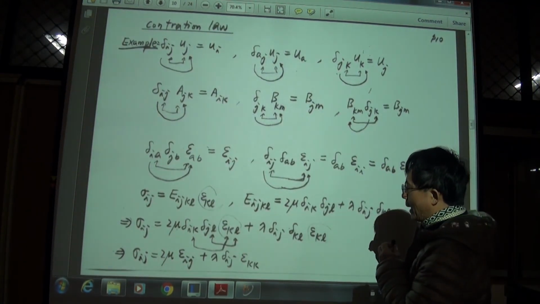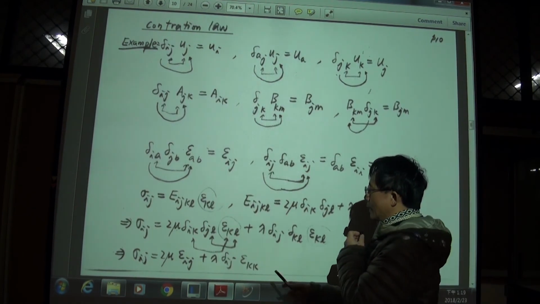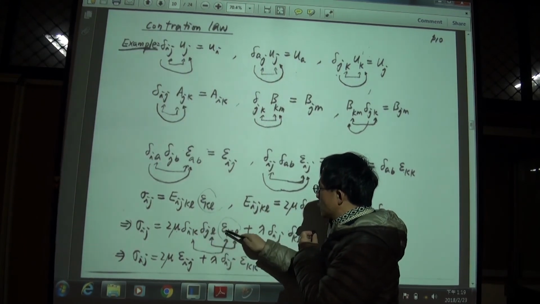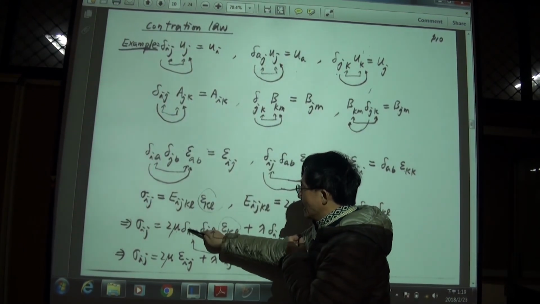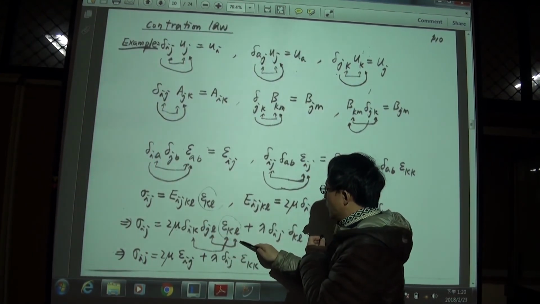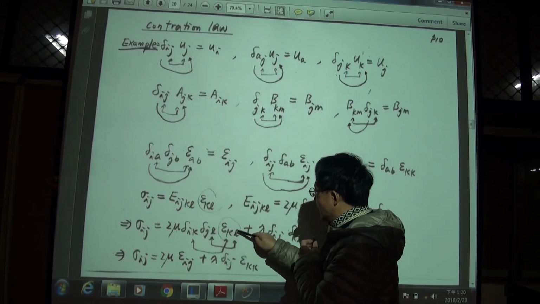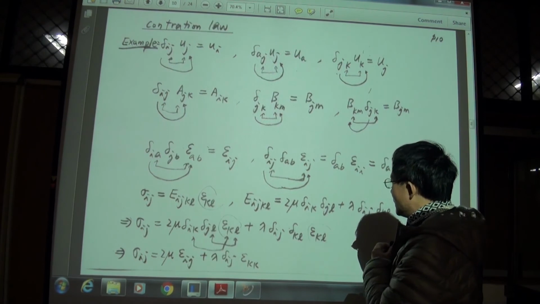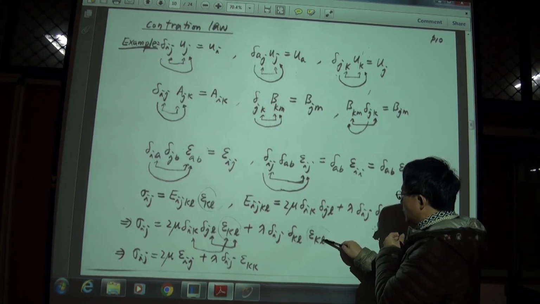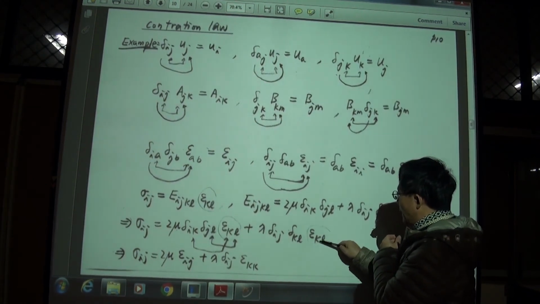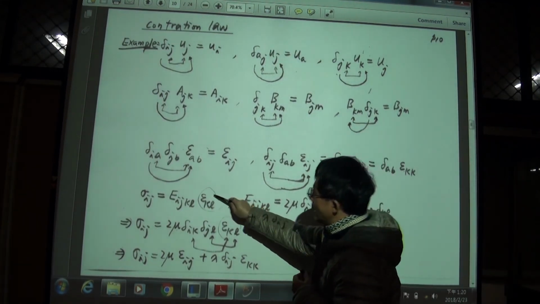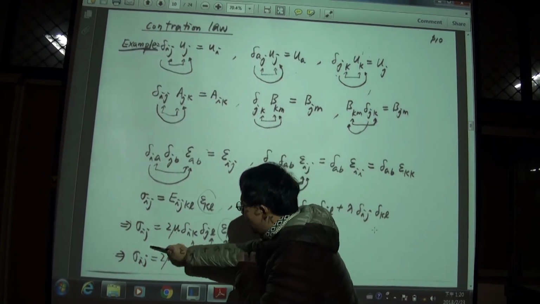Now let us apply the contraction law. Index k is repeating, so we should replace this k by i here. And then l is repeating, so we should replace this l by j. Similarly, in this term, l is repeating, so we should replace l by k here. And look at here: from this one and this one, we get this one again.